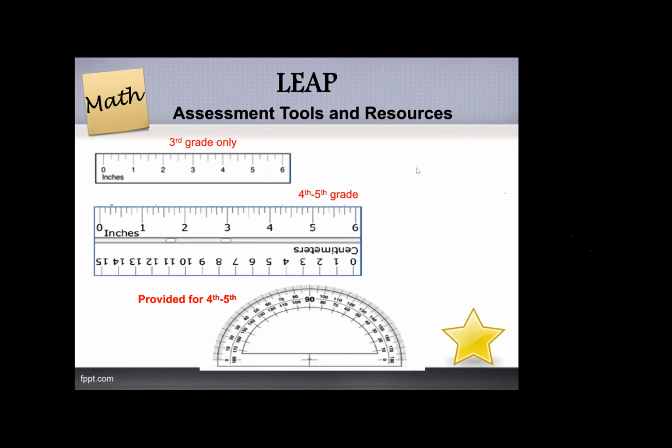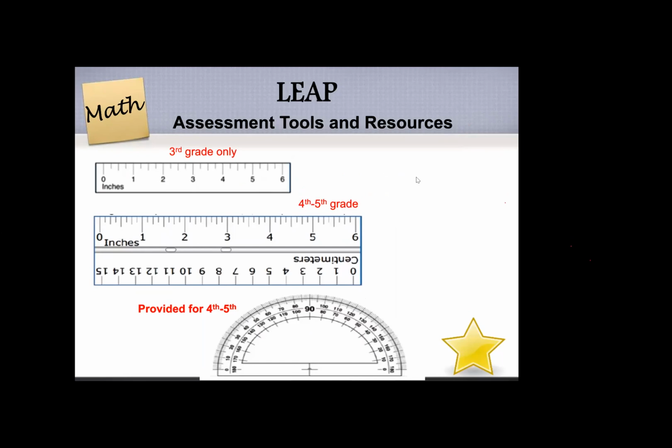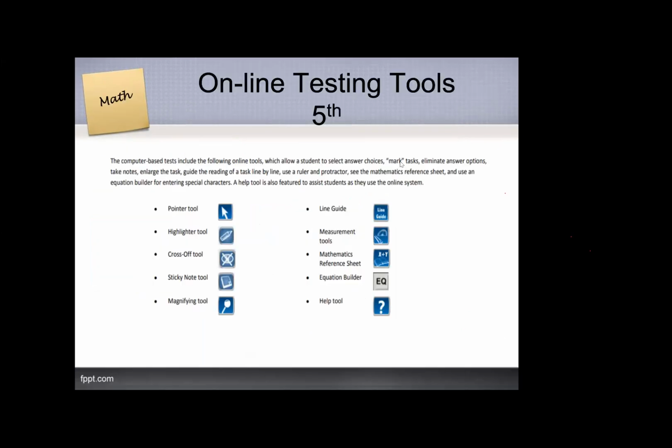Grades 3, 4, and 5 have different measuring tools. You'll notice the difference between a 3rd grade ruler and a 4th grade ruler. They give them the tools, the rulers that they teach with in 3rd and 4th grade. This is what the 5th grade online math tools look like. Again, they have practiced this in the computer lab. They have practiced this in the classroom, but rather than giving them those reference sheets, a hard copy, they have it digitally.